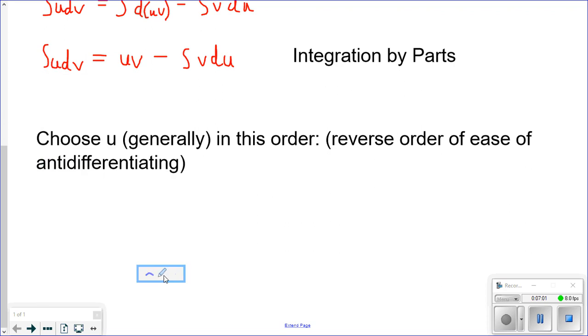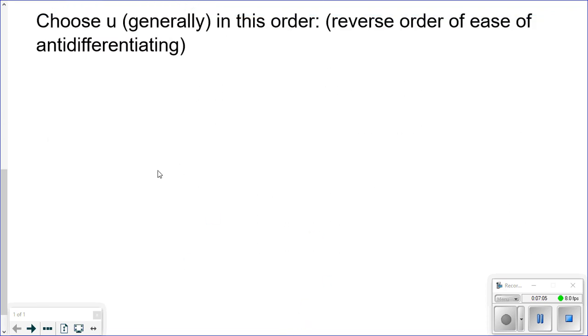I think many of you, if you stop and think about it, would agree with this order of anti-differentiating. So a nice mnemonic here is LIPET. Again, this is just a guideline. It works most of the time, but not always. L stands for logs. So if you have any logarithms in your problem, you want that to be u. Right? You want to set that to be u.